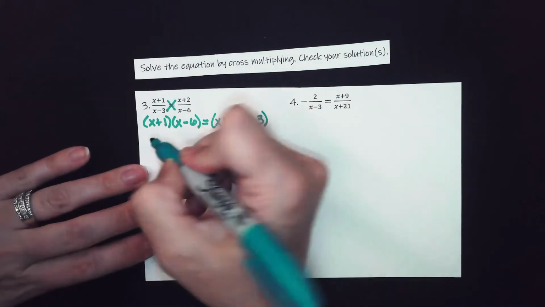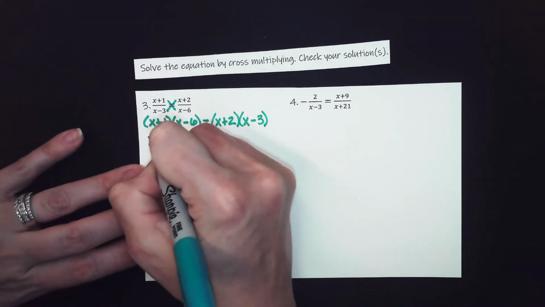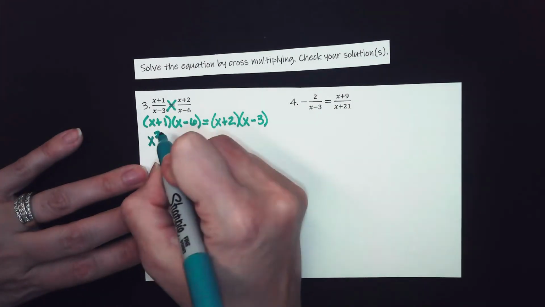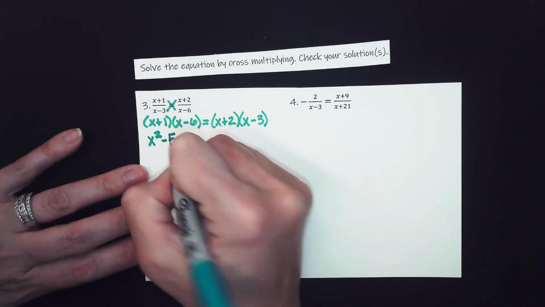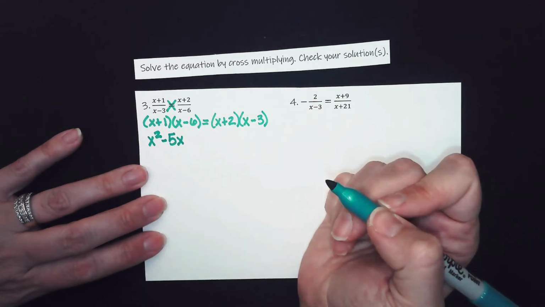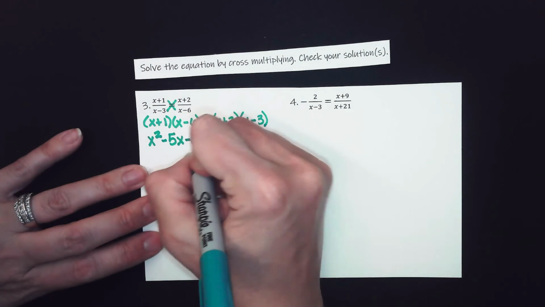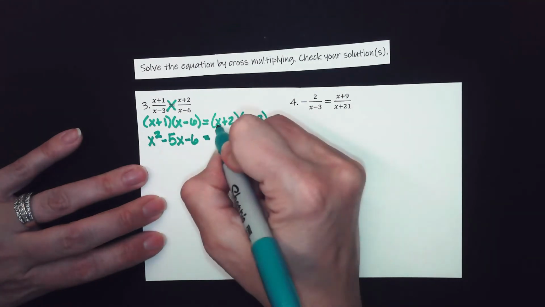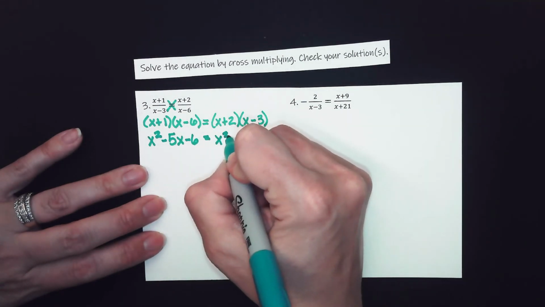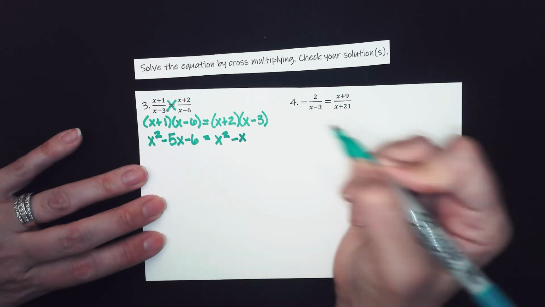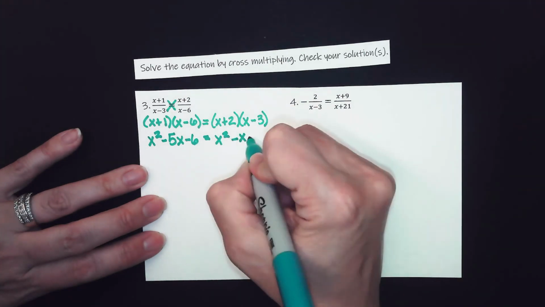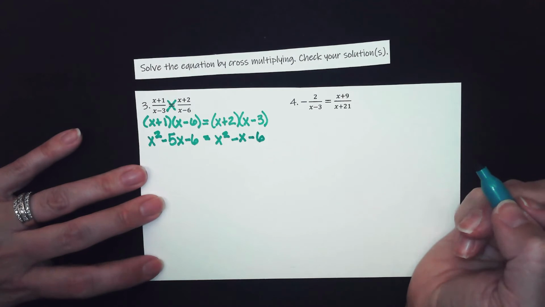But I'm going to go ahead and just multiply them. I get x squared, a negative 6x and a positive x. That makes a negative 5x. 1 times negative 6 is negative 6. All right, so I have x times x is x squared, and I have a 2x and a negative 3x, which makes a negative x. 2 times negative 3 is negative 6.